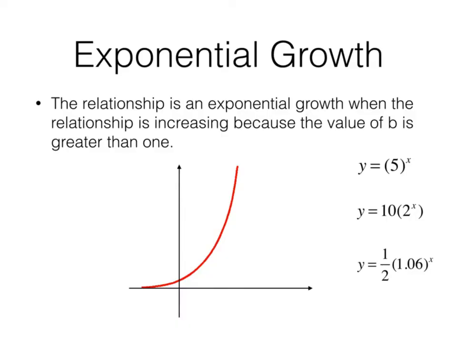We can have 2 different types of exponential relationships. The first one is an exponential growth. The relationship is an exponential growth when it's increasing because the b values are greater than 1. So you can tell if it's increasing if your graph's going up like this. Each of these b values is bigger than 1, so that means you're multiplying by a number that's going to make your values increase.